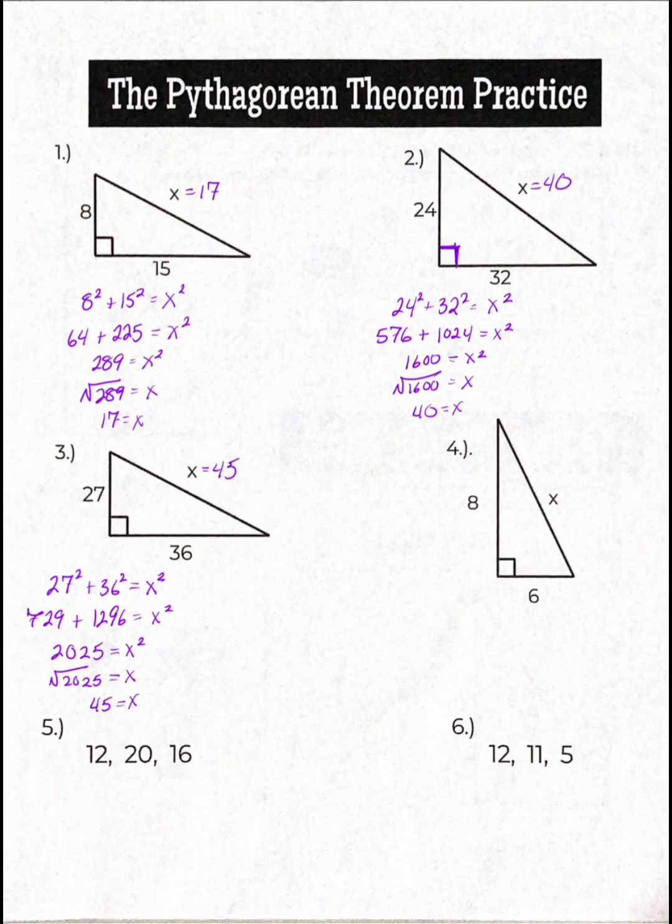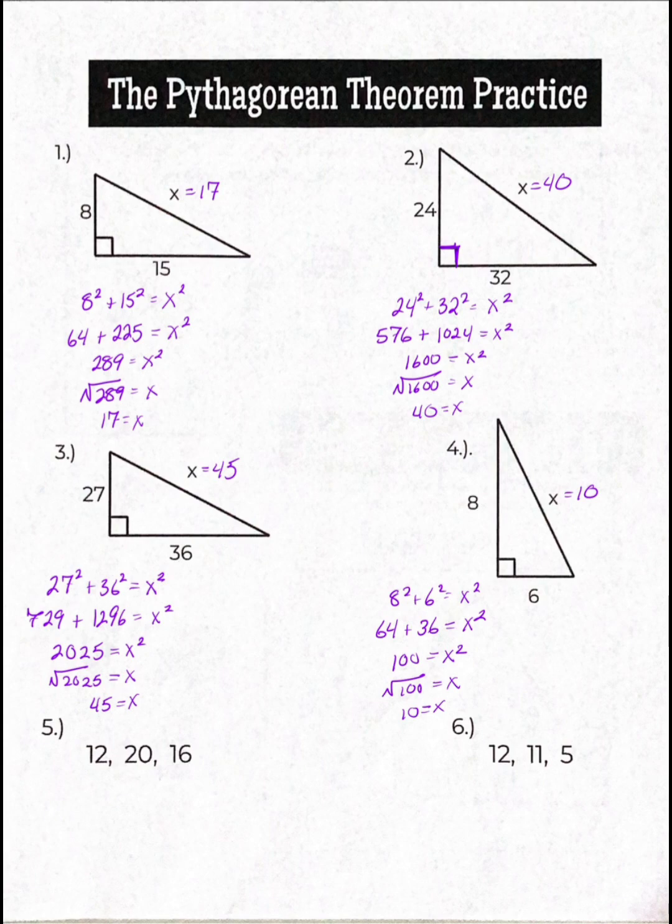And then finally, over here on number 4, again, the square helps me see it's a right triangle. We've got leg and leg. We're looking for hypotenuse. So 8 squared plus 6 squared equals x squared. 8 squared is 64. 6 squared is 36 equals x squared. 64 plus 36 is 100. Take the square root of 100 to find x, and the square root of 100 is 10. So x equals 10.